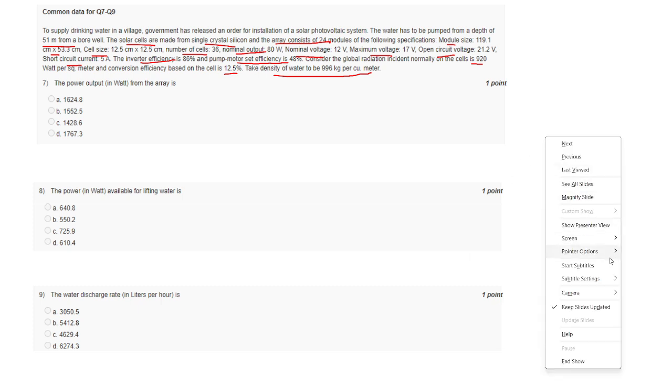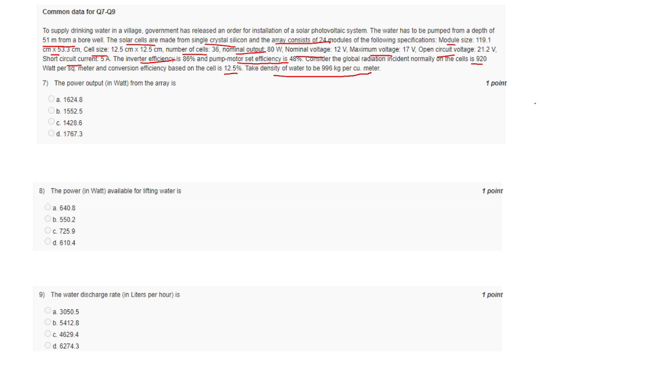So this was the question. Again, a system previous to what we have discussed is here. A previous system is there with 24 modules, with each module size given, and it has cell size given. Each module has 36 cells, the number of cells is given, and each cell area is also given, which is 12.5 cross 12.5 centimeter.